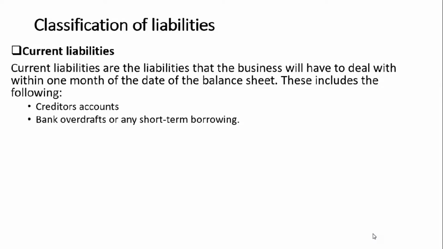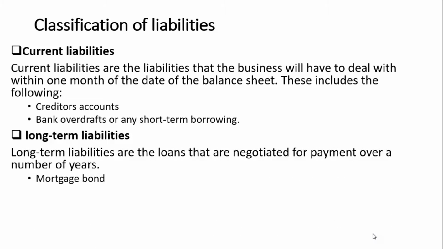Classification of liabilities. Liabilities are classified as current liabilities and non-current liabilities or long-term liabilities. Current liabilities are liabilities that the business will have to deal with within one year of the date of the balance sheet. This includes the creditors account and also bank overdraft, as well as short-term loans.